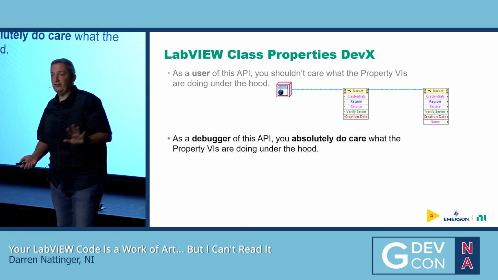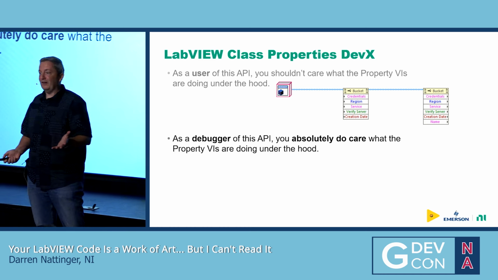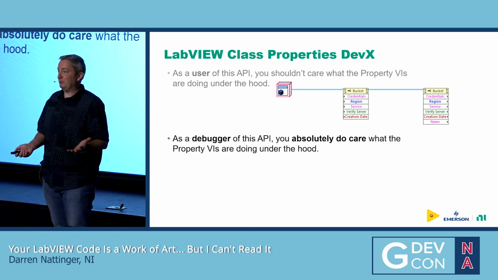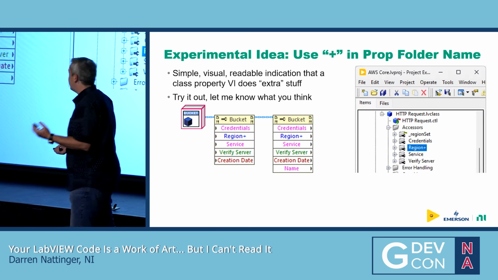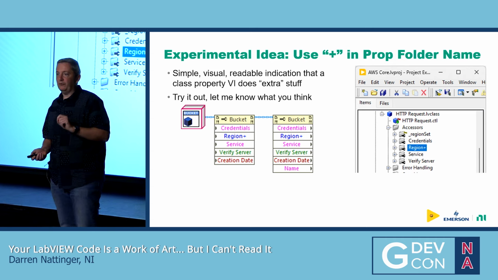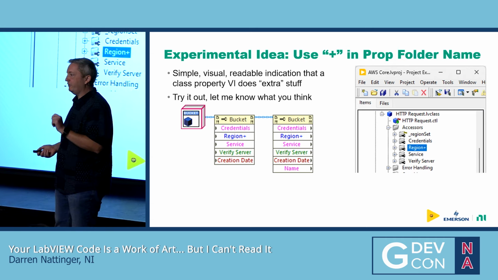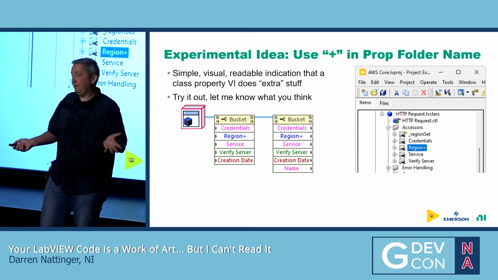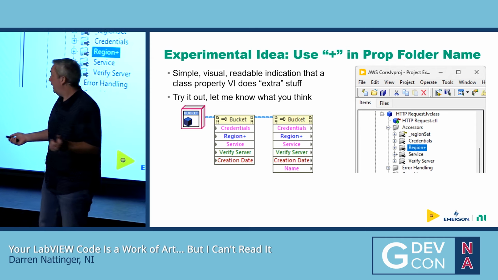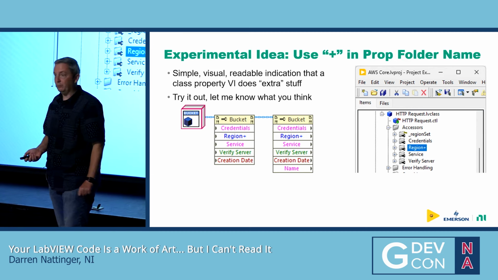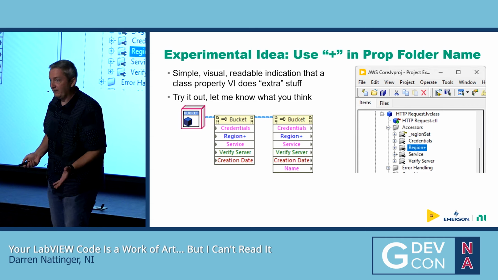So in this presentation, I've got a couple of what I'm calling experimental ideas, things that I've started doing recently that I'm suggesting maybe other people try and see what they think, and this is one of them. I've started sticking a plus sign on the property folder name for any of my property reads or writes that are doing something extra. I'm not claiming that this is a perfect solution. I am claiming that it's a very easy solution. You literally add a character to a folder in the project, and that's it.